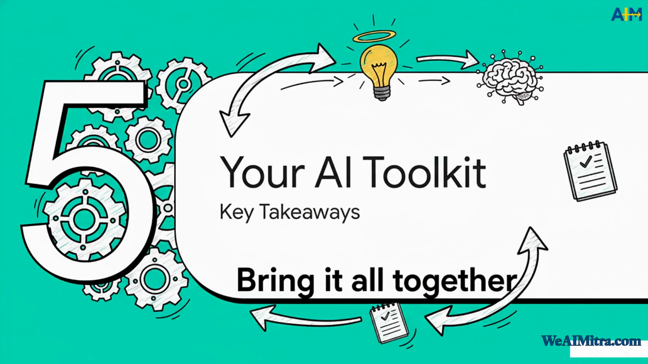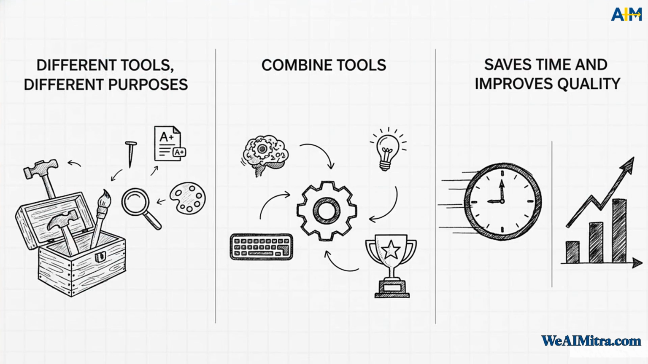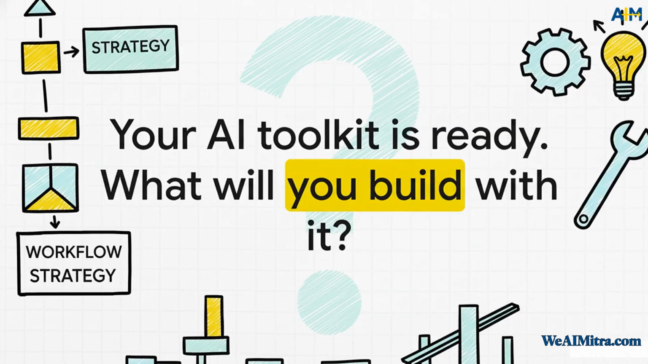Okay, I know that was a lot of information. We've built the toolkit, we've mapped out the workflow, so let's just quickly bring it all together with the most important takeaways. Just remember these 3 things. 1. Different tools are good at different things. 2. The real power comes when you combine them into a smart workflow. And 3. This entire approach doesn't just save you time, it will genuinely improve the quality of everything you hand in. So, there you have it. You've got the strategy, you've got the tools, and you know the workflow. Your brand new AI toolkit is officially open for business. So the only question left is, what are you going to build with it?